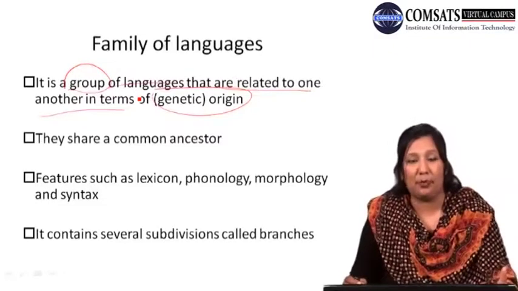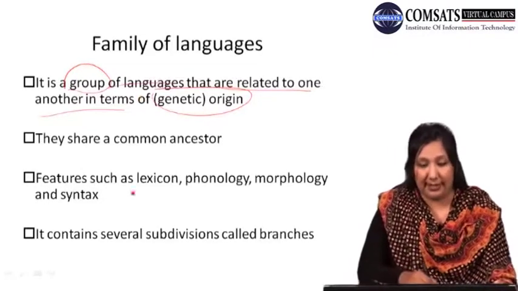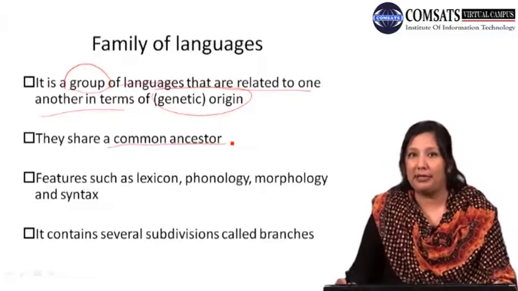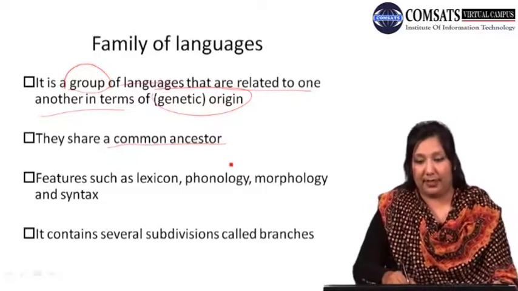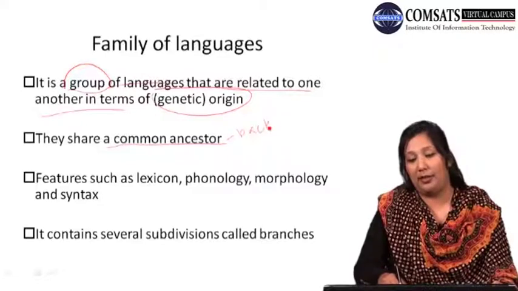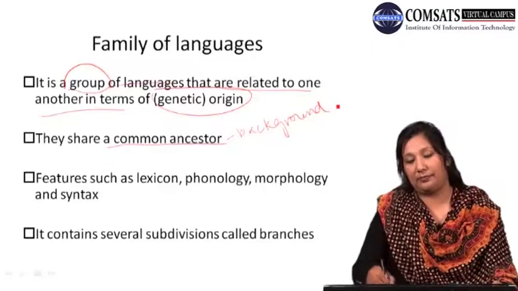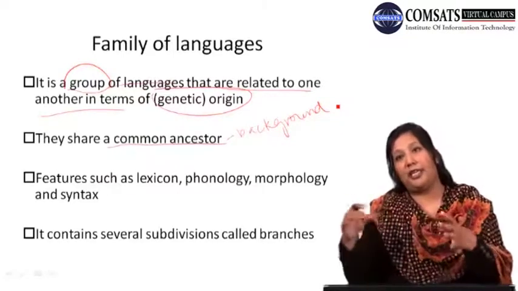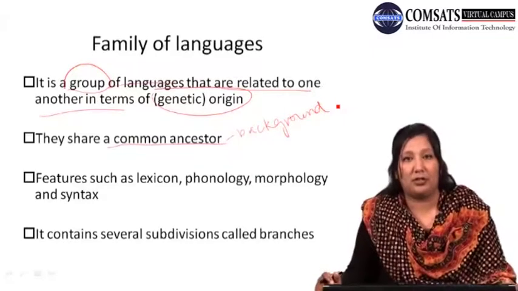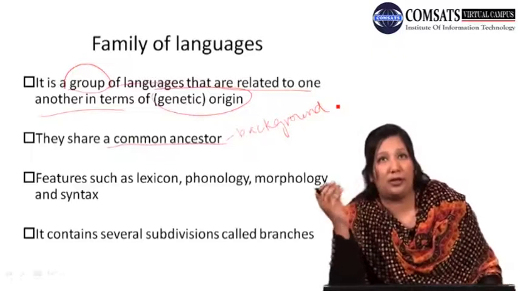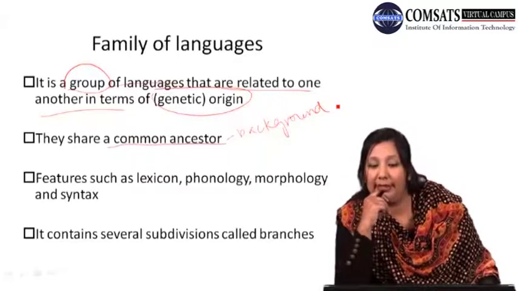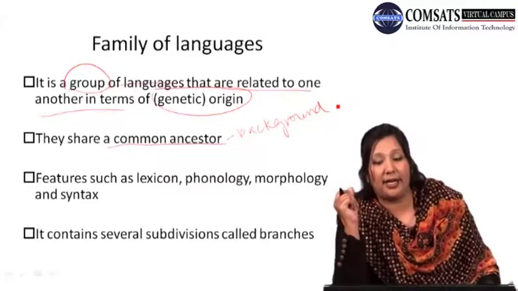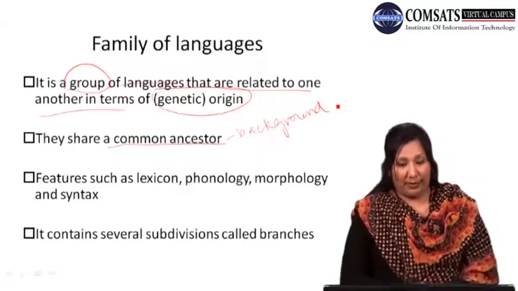Now the next important feature of these families of languages is that they share a common ancestor. A common ancestor means a common background, a common context that they have. All the languages share the same context, the same background. So all the languages that are spoken around the world have come from the same origin, the same source, and they share a common ancestor and a common background.